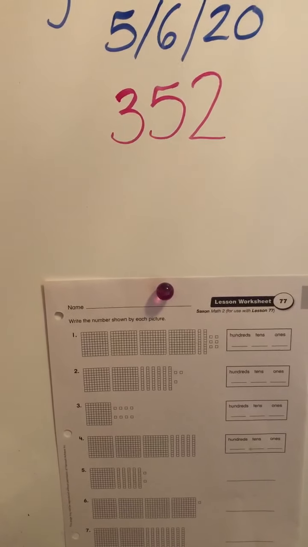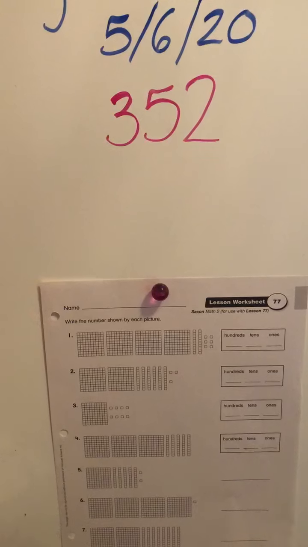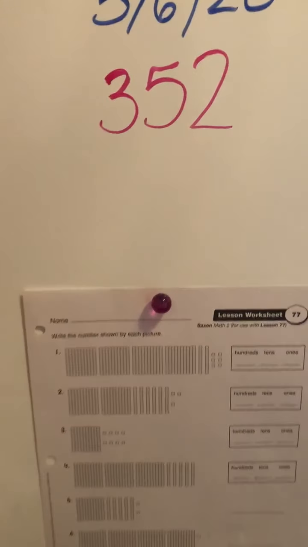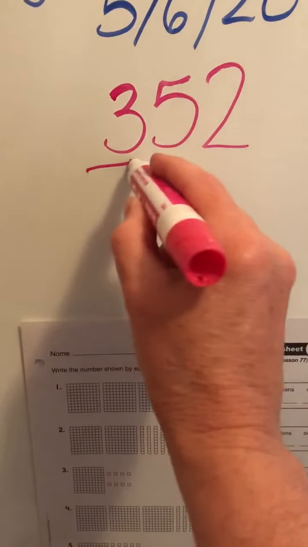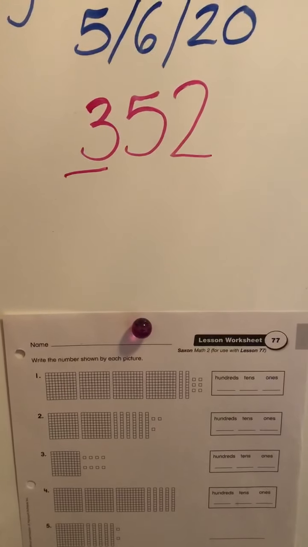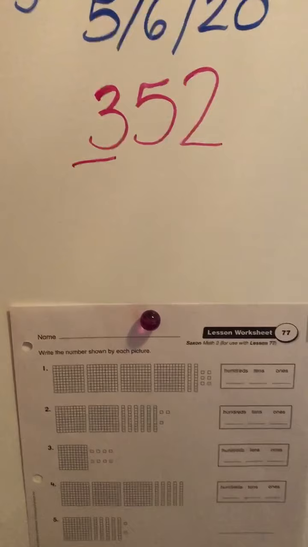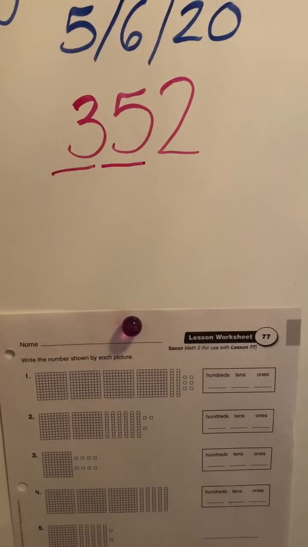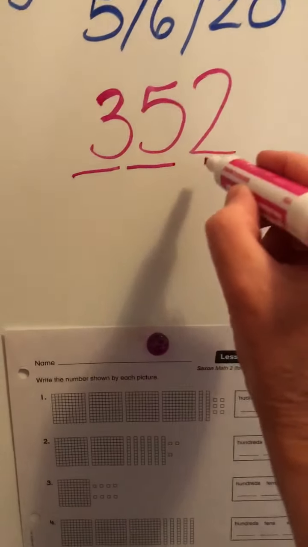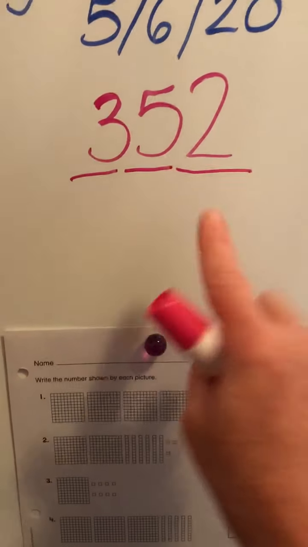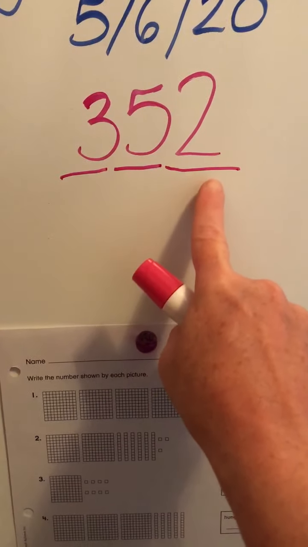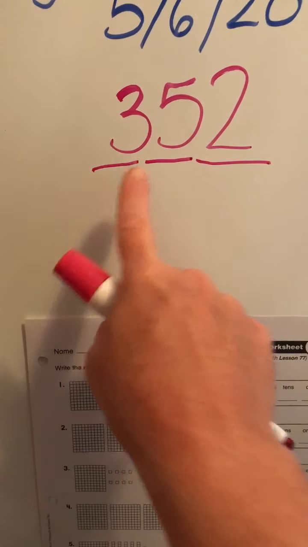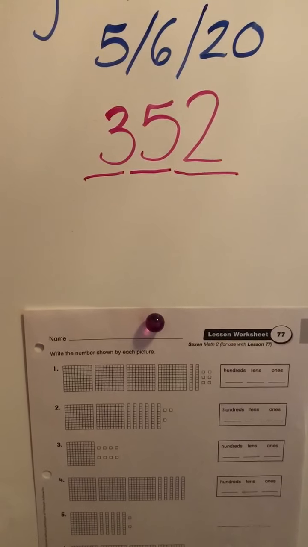352. How many hundreds do you see in this number? You're right, 3 hundreds. How many tens are in this number? Good, 5 tens. And how many ones? 2 ones, right? Remember, the ones are always the furthest to the right. Ones, tens, hundreds. Very good.